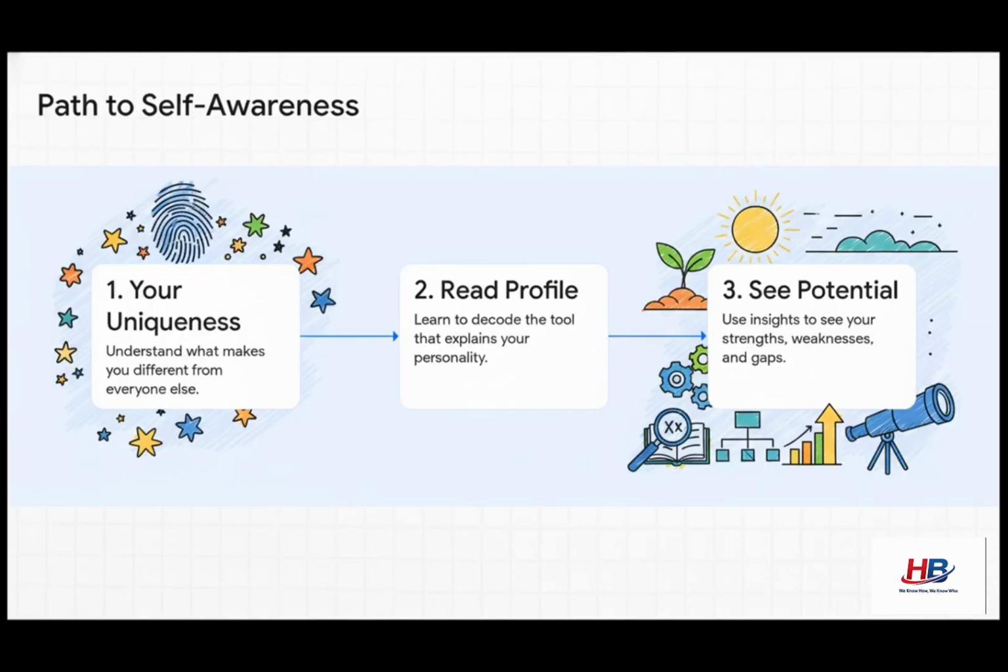Okay, so how do we get there? Well, the path is actually pretty straightforward. It's really just a three-step process, and we're going to walk through it right now. First, we have to understand our own uniqueness. Second, we've got to learn how to read the tool that decodes it. And then third, we use all that knowledge to really see our true potential.